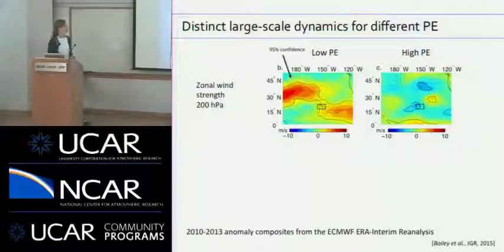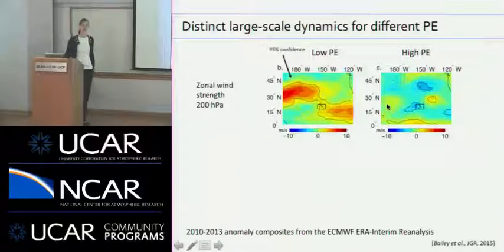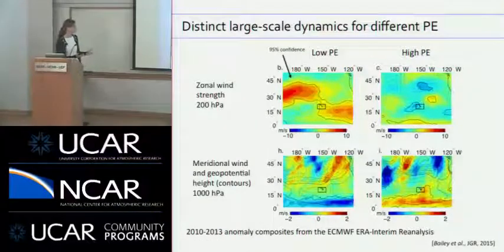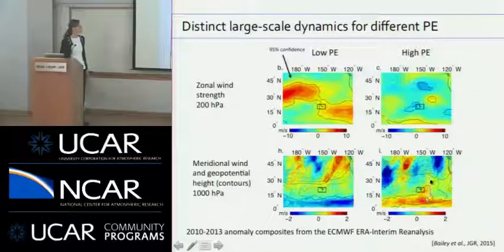In contrast, when we have high precipitation efficiency conditions, we don't see a lot of anomalous activity at the jet level. Instead, what we see at the surface is that there's a weakening of the high pressure system, usually the subtropical high that sits over Hawaii, which allows more meridional moisture to come up from the tropics.